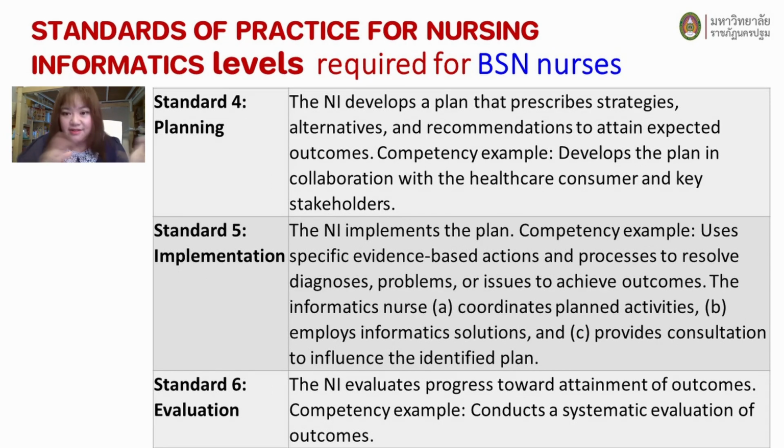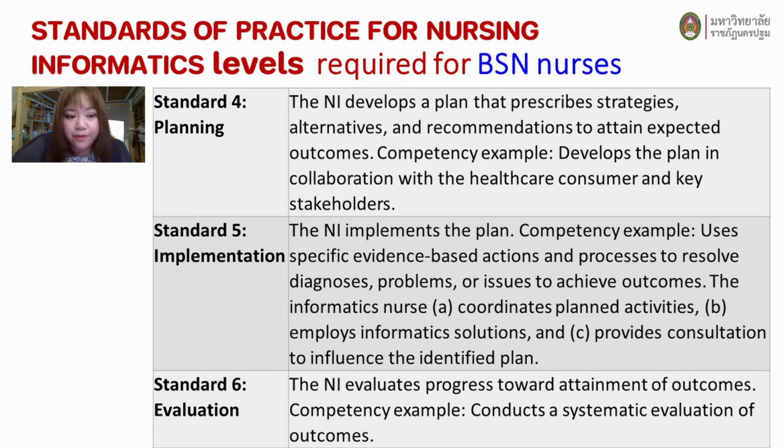Now we continue with standard number 4 about planning. In the process of planning, the NI develops a plan that prescribes strategies, alternatives, and recommendations to attain expected outcomes. For example, develop the plan in collaboration with the healthcare consumer and key stakeholders. It's very good. If you want to use nurse family centered care, this planning can help you more easily.